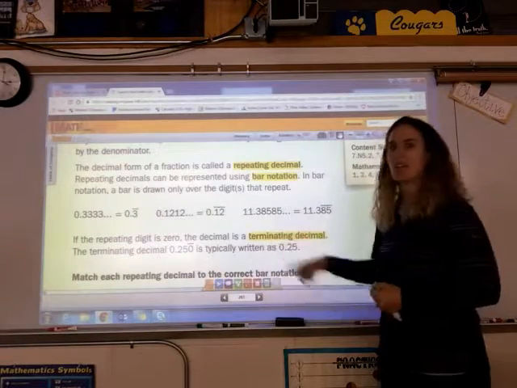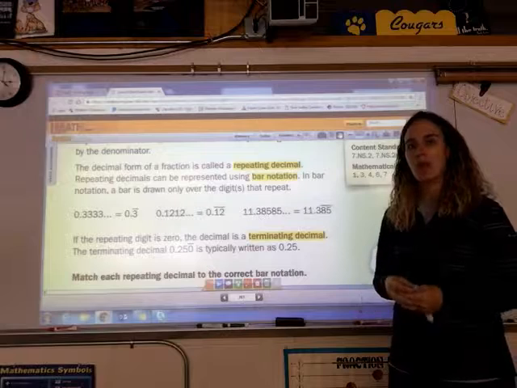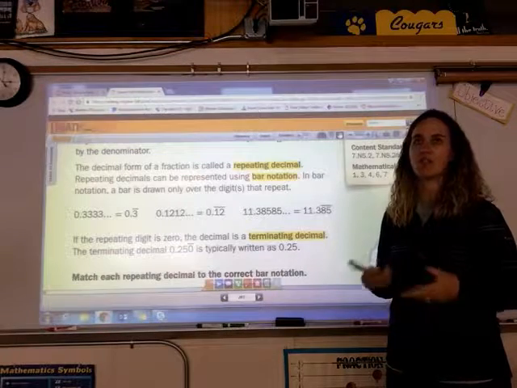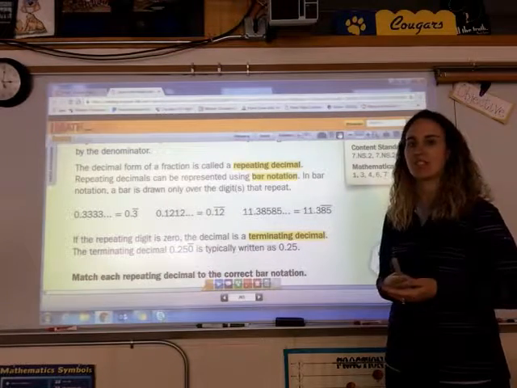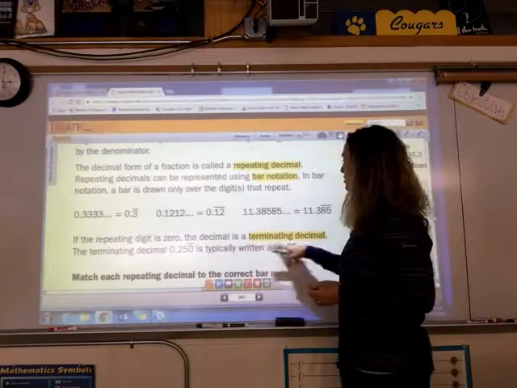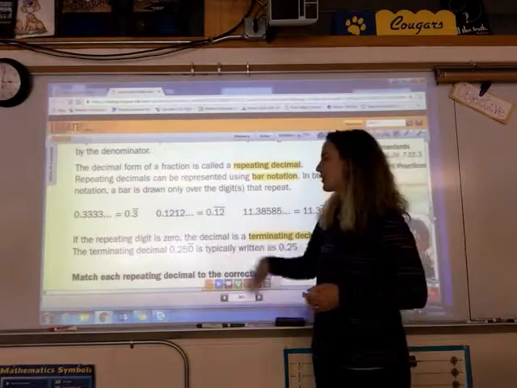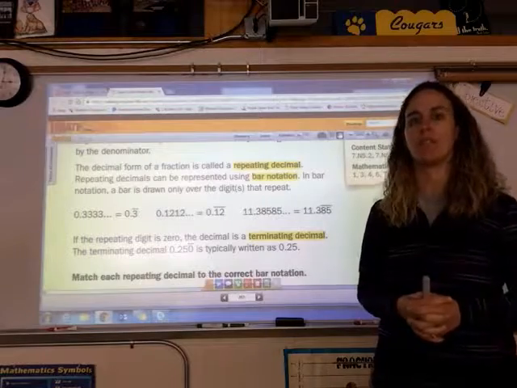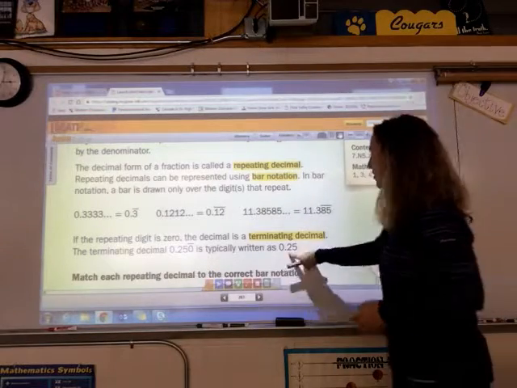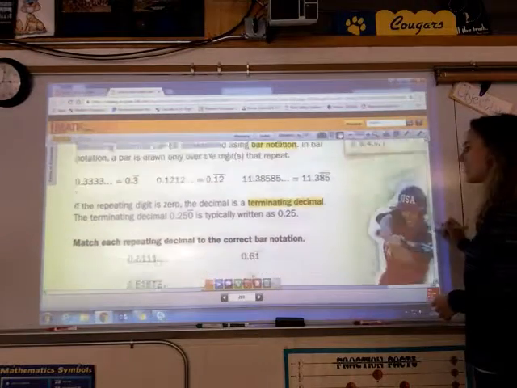Terminating decimal, I mentioned before, if you think of the word terminating, terminating means to stop. If something has been terminated, such as your job, for example, that means that job has been stopped or it's no longer. And so when we talk about terminating decimals, those are decimals that are going to stop, or basically your repeated digit would be a 0. 25/100, for example, would be a terminating decimal.